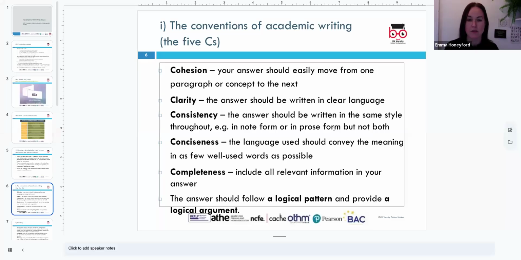Keep it consistent. And conciseness: the language used should convey the meaning in as few well-used words as possible. So try not to be too repetitive in the ideas that you are delivering in the answer. And then you have completeness. Include all relevant information in your answer. The answer should follow a logical pattern and provide a logical argument.